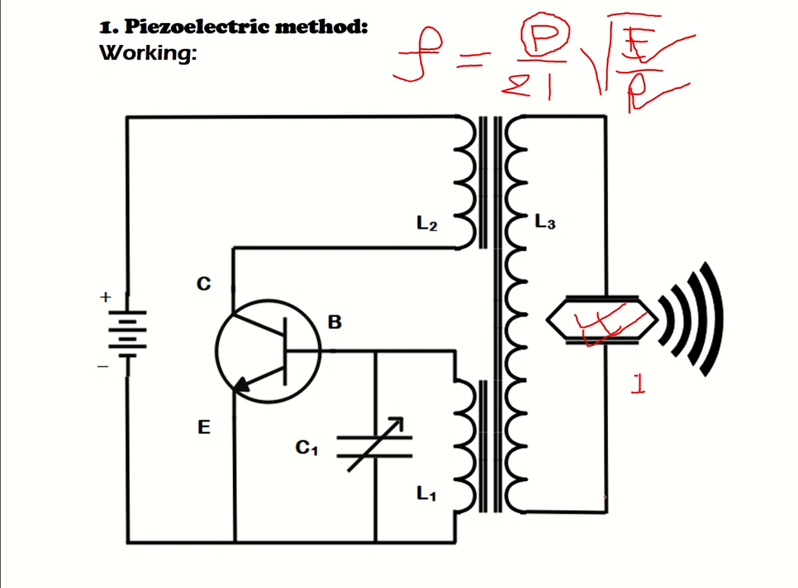Which number of overtone are we using from this L3 coil? Generally we are using the first overtone, the basic fundamental vibration frequency, so we are taking P is equal to 1. If we are using the second, third, or fourth overtone, then we can use P is equal to 2, 3, 4, and we can generate the ultrasonic waves using this piezoelectric method.